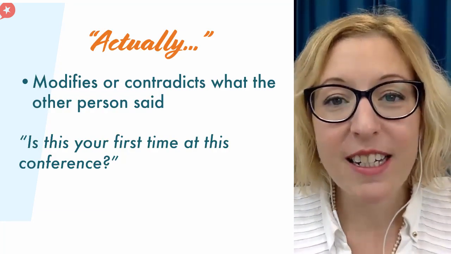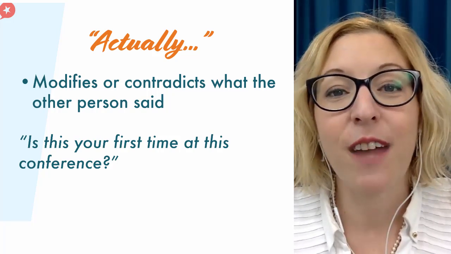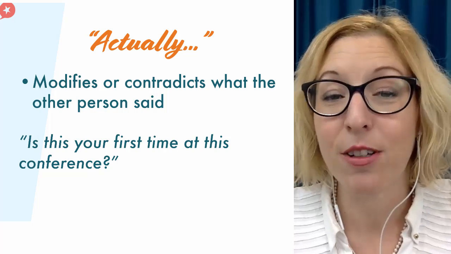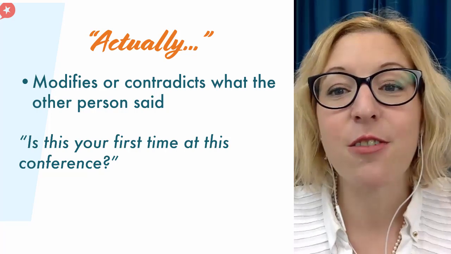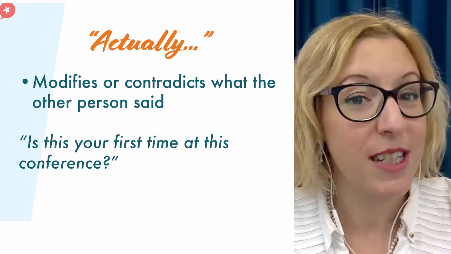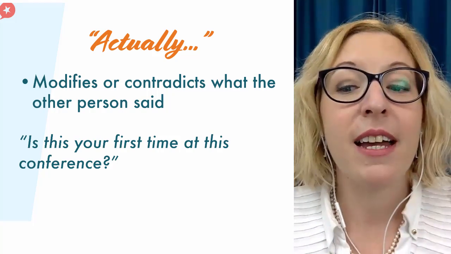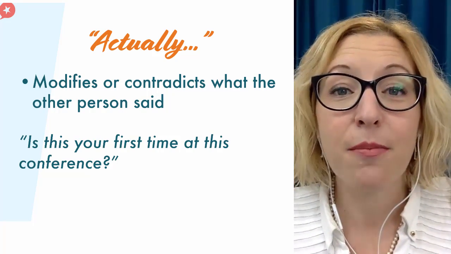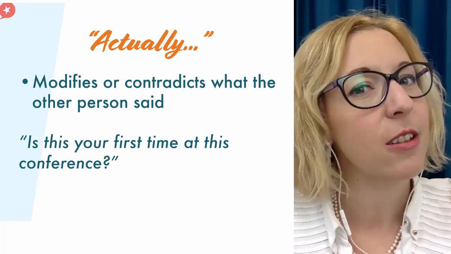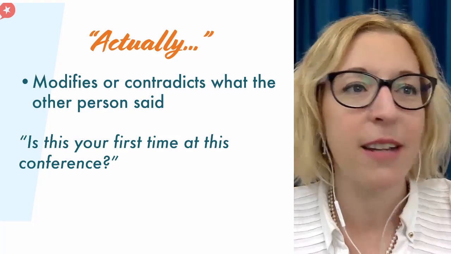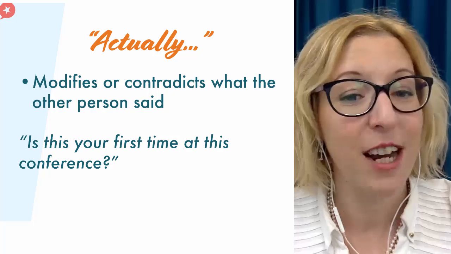And we're going to look at each one individually. We'll define it, how it works, and I'll give you an example of how you would use it in a small talk conversation. So actually, this modifies or contradicts what the other person said. It's like a polite way of correcting someone. And it does not mean at the moment. In some languages, I know that words that look similar to actually, they mean now or currently or at the moment, but that's a false friend.